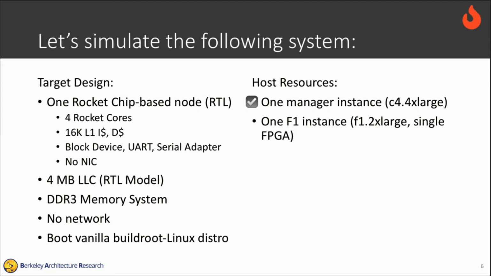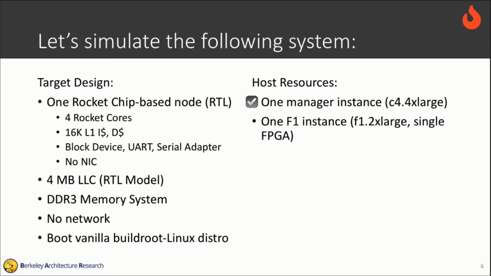But instead of having an L2 in RTL, we're going to model a 4 megabyte last level cache as part of the DRAM model. We're going to have the same set of devices as before, just no NIC since we don't care about a network with one node. We're going to model a DDR3 memory system, and we're going to boot just plain old Buildroot-based Linux on top. The host resources that we're going to need for this are one manager instance and one F1 instance.